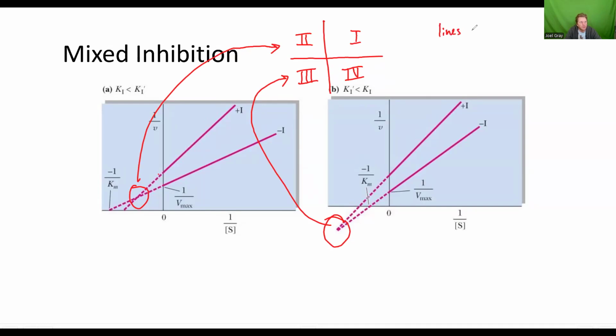So I always like to think about it almost as: lines, no intersect. If they don't intersect, that would be uncompetitive. Intersect, quadrant 2 or 3. And is there anyone who can vouch for me that those are quadrants 2 and 3 that I'm referencing? That would be mixed. And then x-axis intersection would be non-competitive.